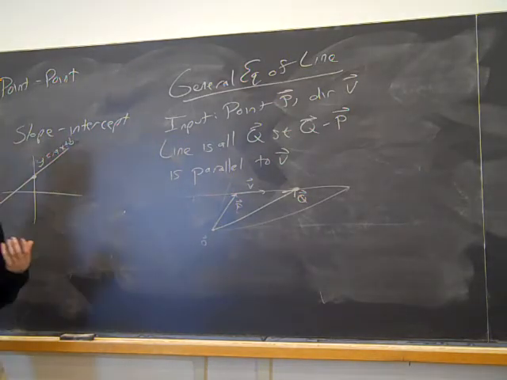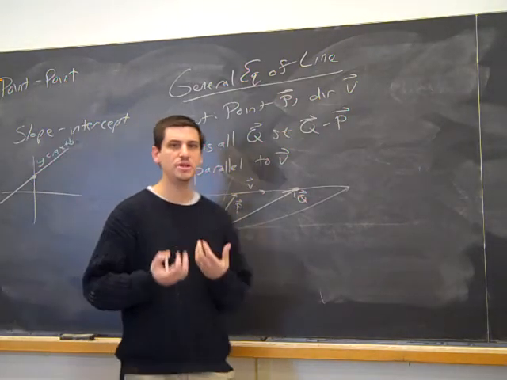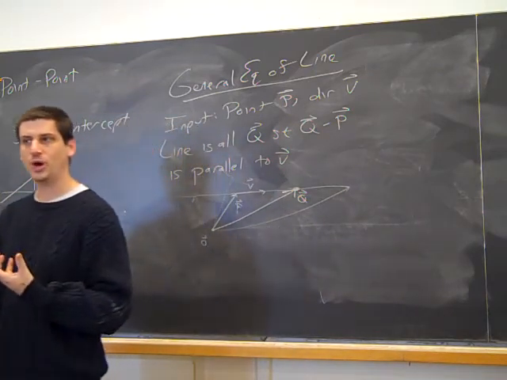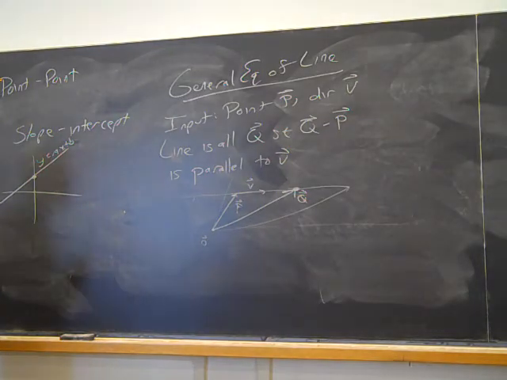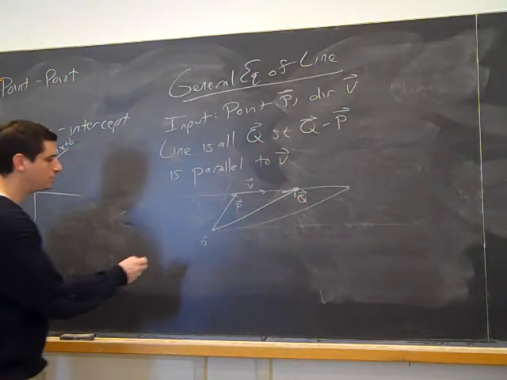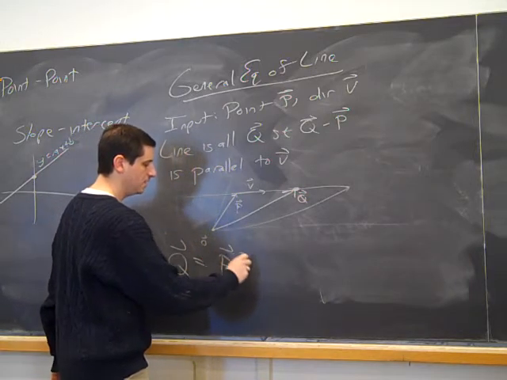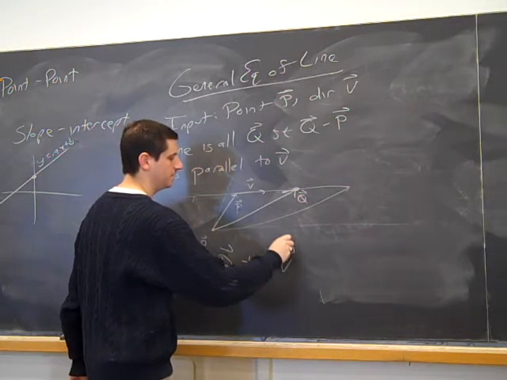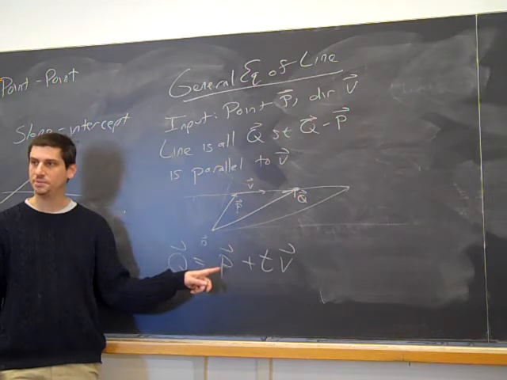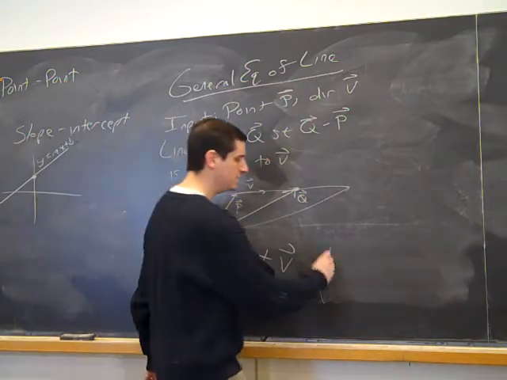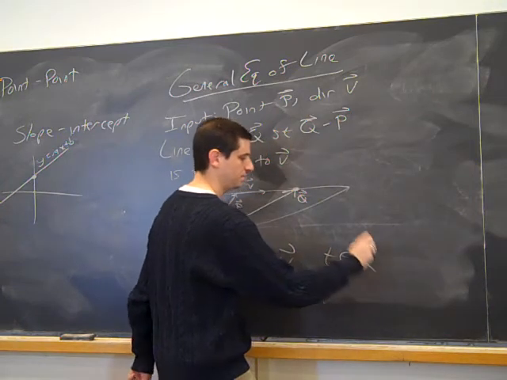How many dimensions is a line? What's the dimension of this object? It's a one-dimensional object. So I should be able to specify where I am with one parameter. So the equation of the line can be written as Q is P plus T times V. Start at some point P and move T units in the direction of V, where T is some real number.